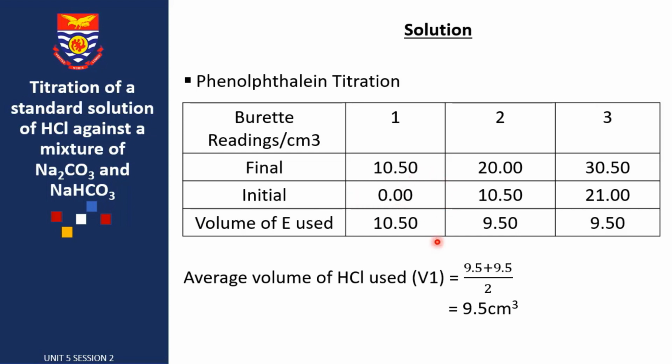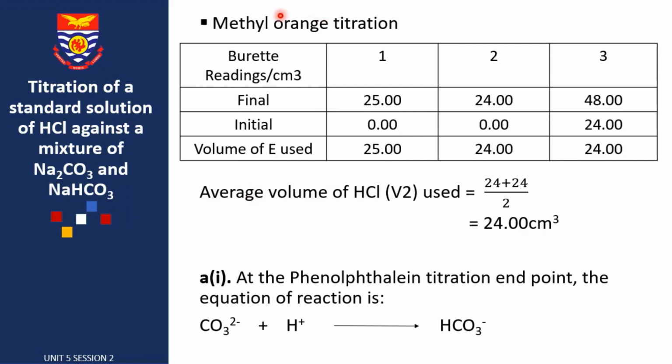For the first one, as usual, we find differences. We take consistent values. That is 9.5. This is far more than plus or minus 0.15. So 9.5 plus 9.5, we divide by 2 to get the average volume of acid used. Let's label this one as V1 and the volume of acid at the methyl orange endpoint as V2.